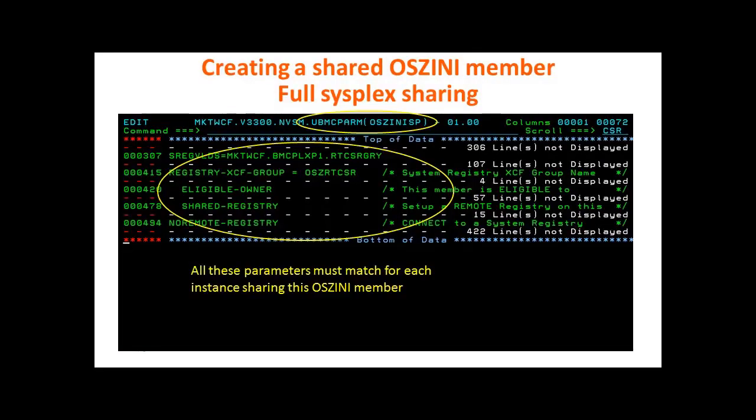All LPARs sharing the same RTCS system registry should use a shared OZI ANY member rather than each having its own individual member. This ensures consistent parameters across the registry sharing group and allows for consistent, centralized maintenance if necessary. In general, a single member can be used. If some LPARs are ineligible owners, then two will be necessary.